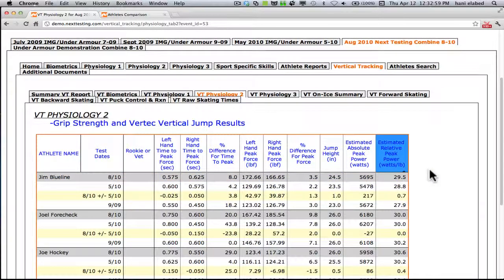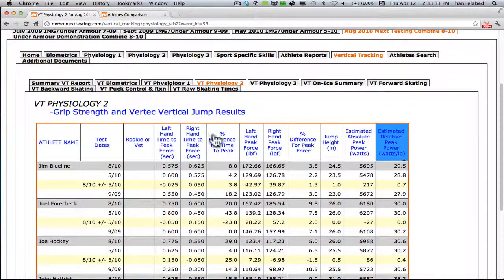So Jim improved all the way. In May of 2010 he was at 28.8 watts per pound. He went to 29.5, for an improvement of 0.7 units. But even if we go back to last year, September 2009, he was at 27.9. So all in all, Jim improved power-wise from 27 to 28 to 29.